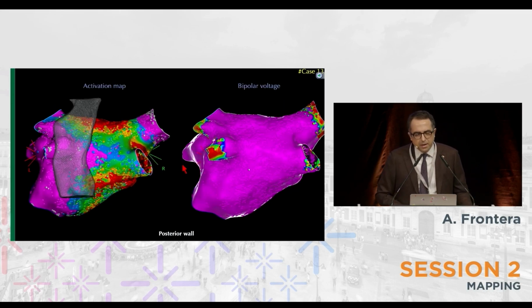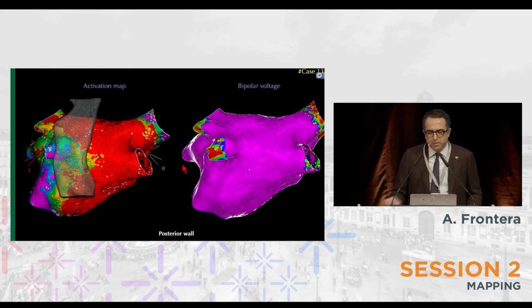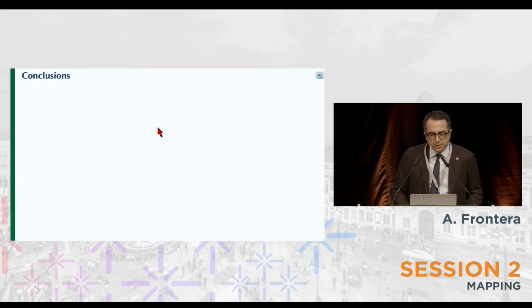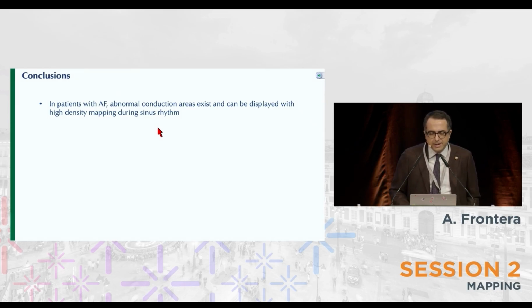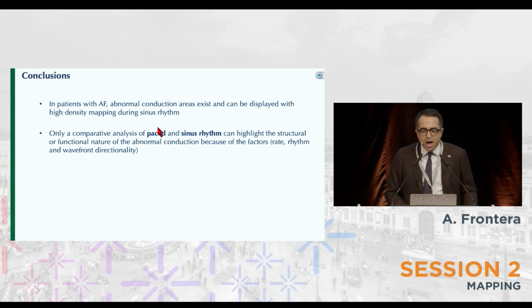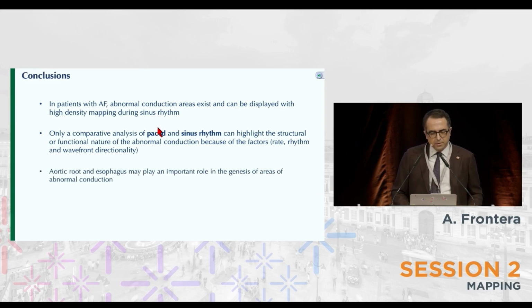And this is another case, another patient. You see activation during sinus rhythm, normal bipolar voltage, and here an area of abnormal conduction. So in conclusion, in patients with atrial fibrillation, abnormal conduction areas exist and can be displayed with high density mapping during sinus rhythm. A comparative analysis of pacing and sinus rhythm can highlight the structural or functional nature of this abnormal conduction.